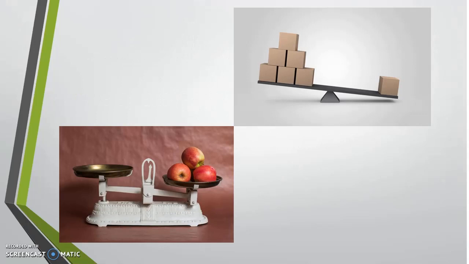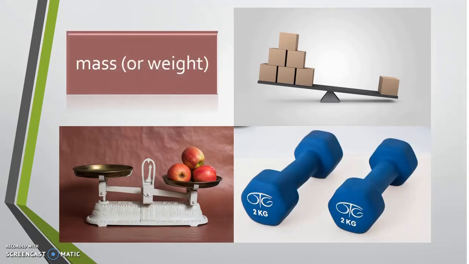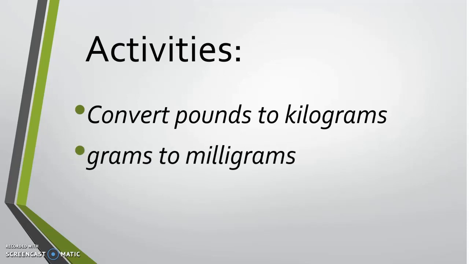The next very important example is weight or mass. They must have seen the dumbbells, they must have seen a weight machine which a shopkeeper or a street vendor is using when they go to the market and purchase vegetables or fruits. The shopkeeper uses the weight machine. For developing this skill, you can ask them to convert pounds into kilograms, or you can ask them to convert grams into milligrams. So with the help of such examples, you can develop this skill.